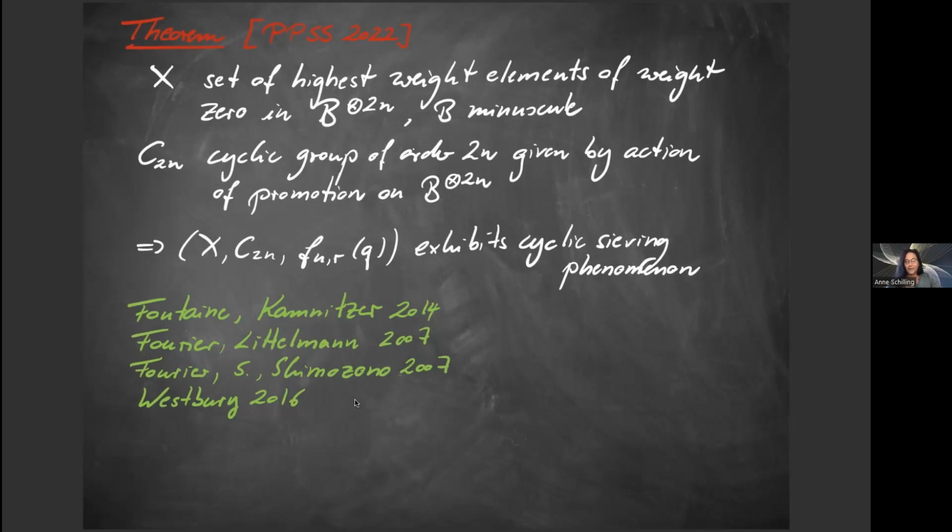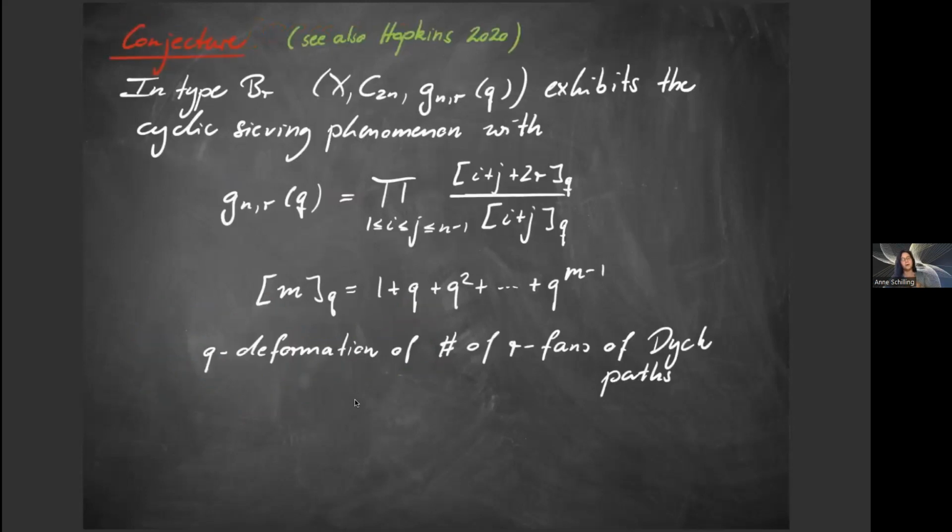Okay, and then in the very last minute of my talk, I want to end with one conjecture, namely that we conjecture that there's another polynomial that you could use for type B_R, which is given by these sort of Q deformations of quotients of numbers. And these numbers actually count the number of R-fans of Dyck paths, and we conjecture that this also gives a cyclic sieving phenomenon for the same set. And this was also previously conjectured by Sam Hopkins.